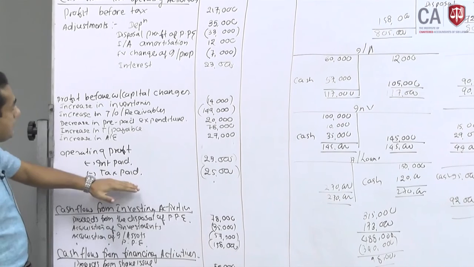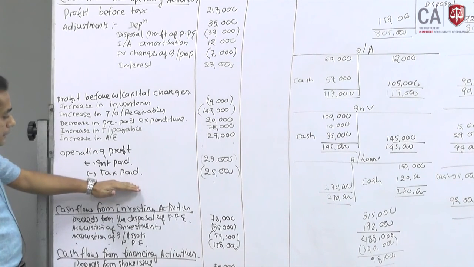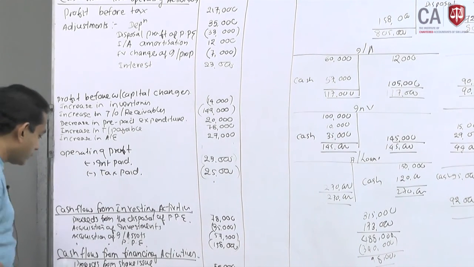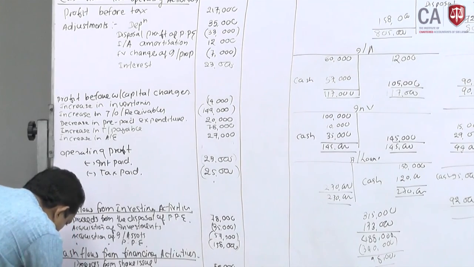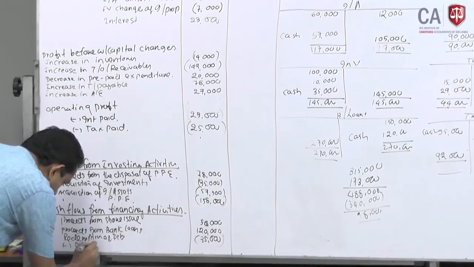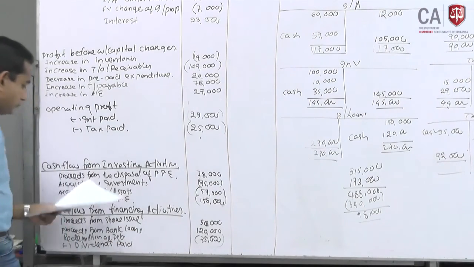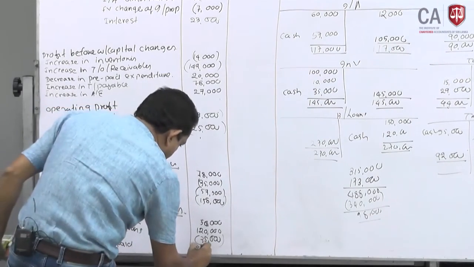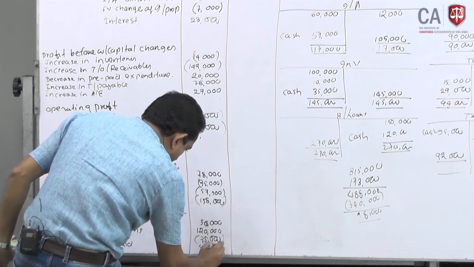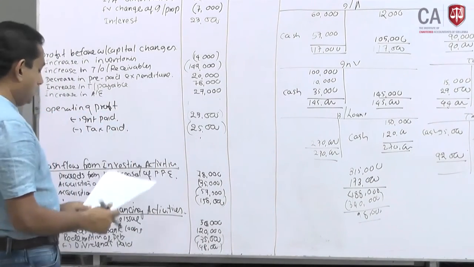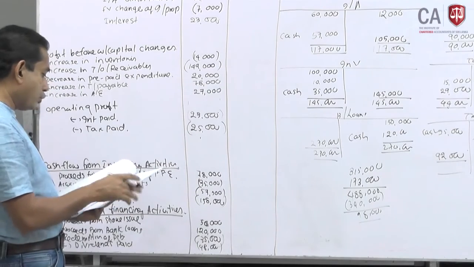Dividend payment either can be taken to operating activities or financing activities. Let me put it under financing activities. Dividends paid, 98,000 should be a cash outflow. So let me take the totals now.